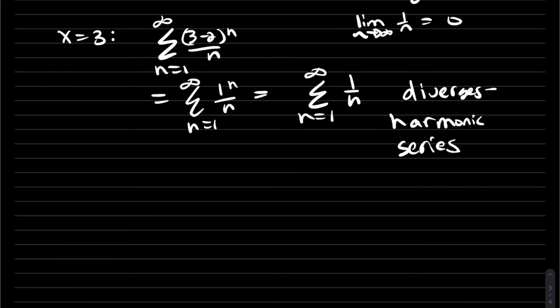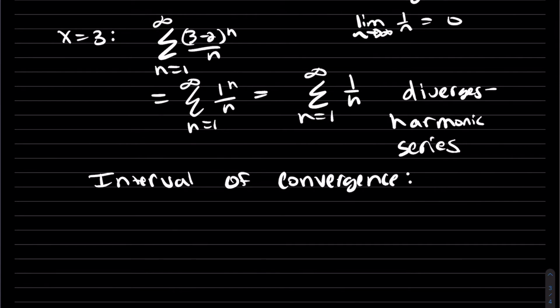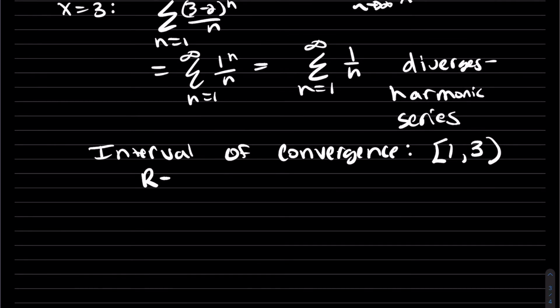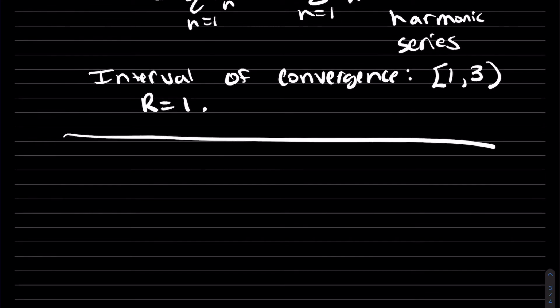So my interval of convergence is including 1 up to 3, but not including it. And our r was 1. Let's do another example.